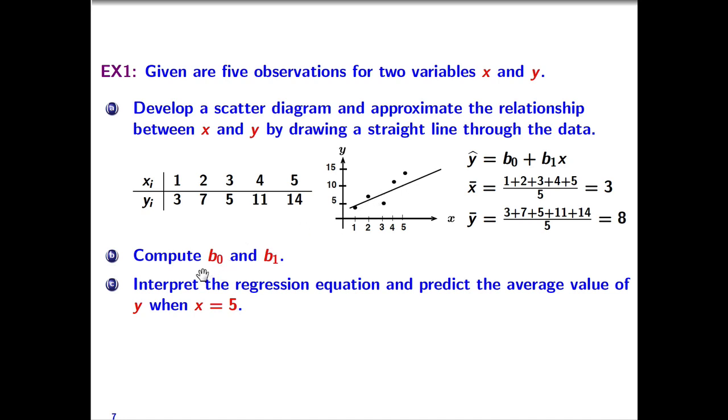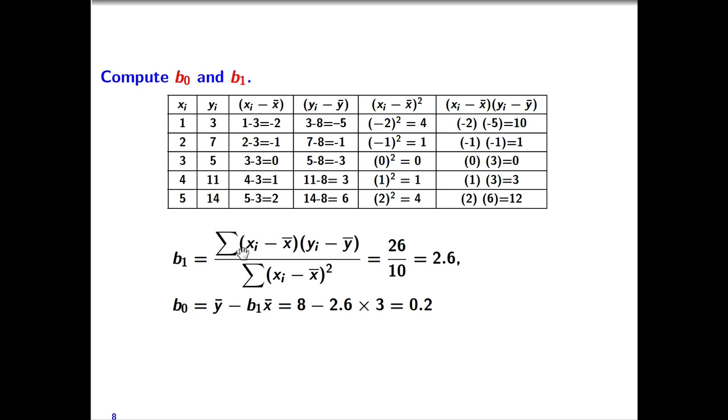Now, next, we need to compute b0 and b1. By doing so, we first compute the mean of variable x and the mean of variable y. So you have 1 plus 2 plus 3 plus 4 plus 5 over 5 to get x bar, or the average for x, which is 3. And then we add 3 plus 7 plus 5 plus 11 plus 14 to get the numerator, over 5, to get 8.